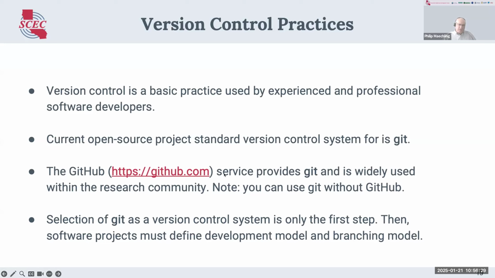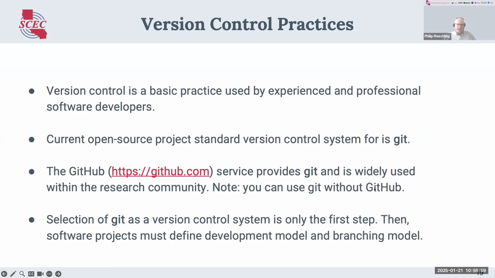There's a public service site called GitHub that provides a Git version control system. It's widely used within the research community. It's worth noting there's a distinction: Git is the version control system, and GitHub is a service that provides Git version control. You can use Git without using GitHub.